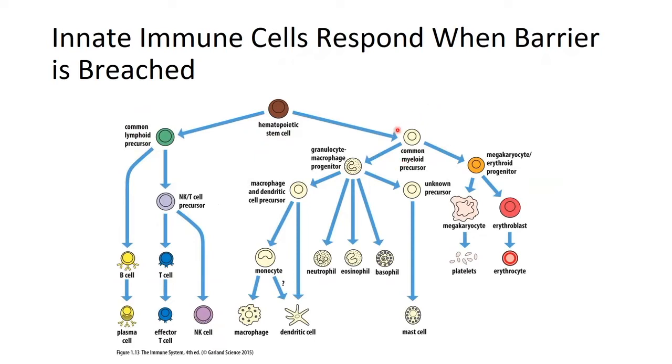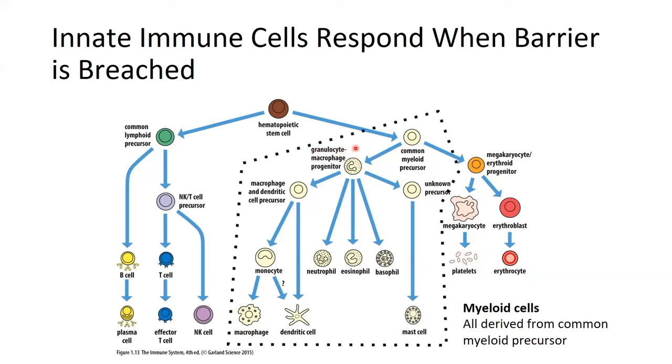So the common myeloid precursor, again, can differentiate into two different things. It can become a megakaryocyte erythroid progenitor. This gives rise to megakaryocytes, which then bleb off into platelets, which function in blood clotting, or erythroblasts, which further differentiate into erythrocytes, the red blood cells. And then the immune progenitor of the common myeloid precursor is the granulocyte macrophage progenitor. So this is the part that we're interested in for the purposes of today's lecture.